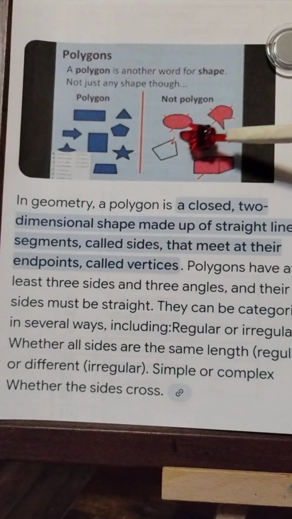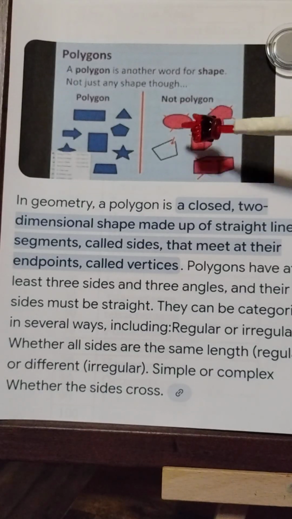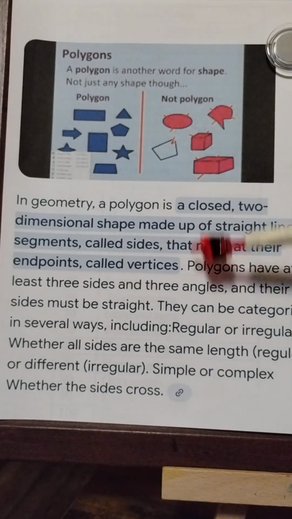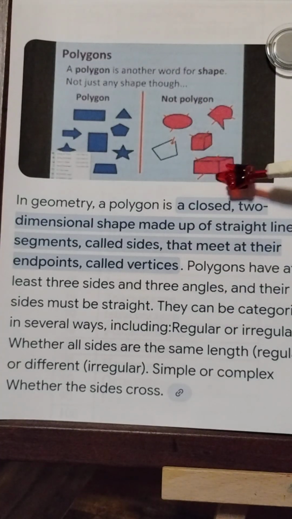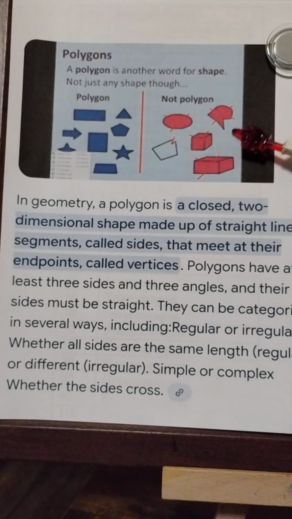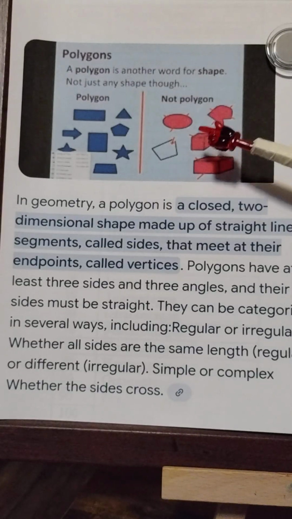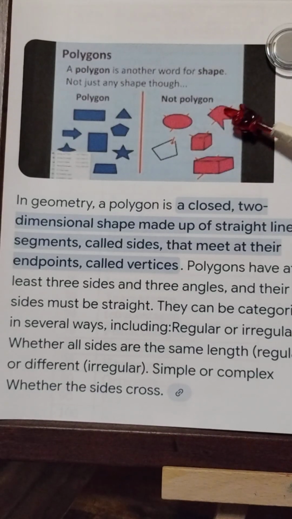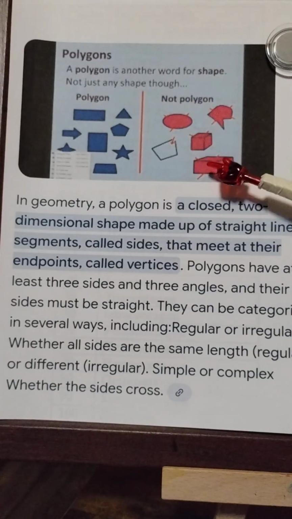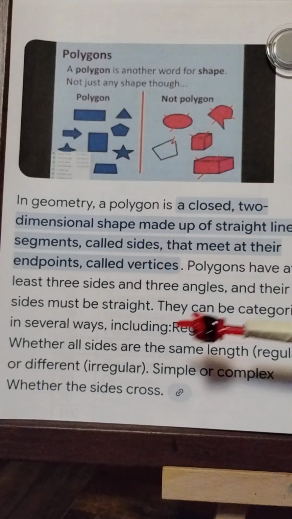So you see the circle whose line is bent. It's not straight. It's curved, okay? These other shapes are all kind of not straight. They have some kind of curve or bend that is not straight, okay?